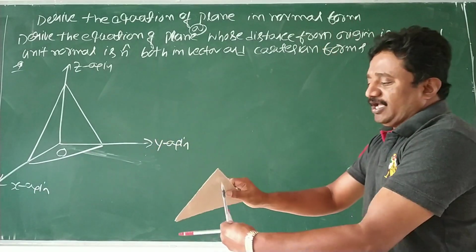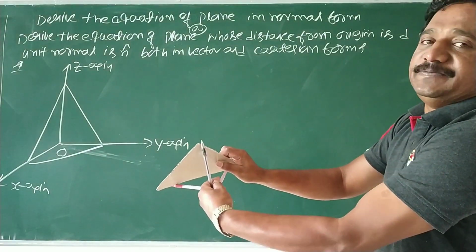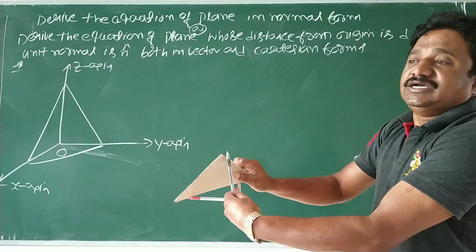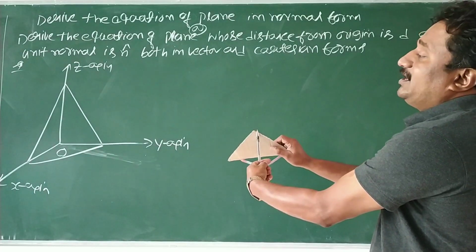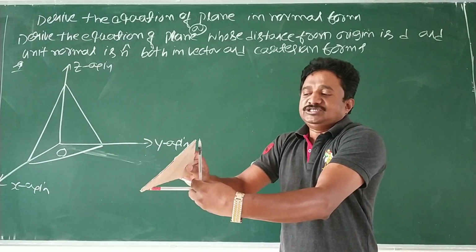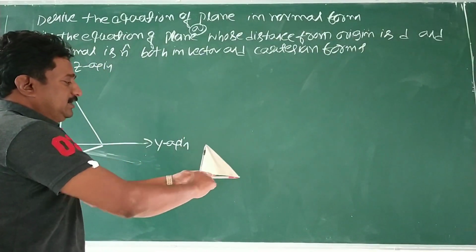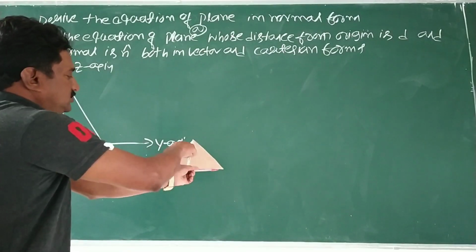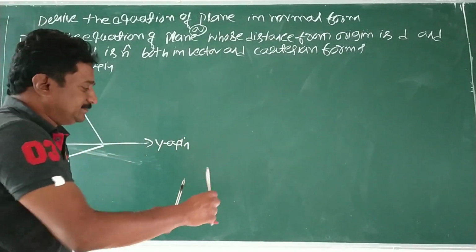So, a plane in triangular shape leaning against the x-axis, y-axis and z-axis. Look at this, can you see that? This is the figure. Look, students. X-axis, y-axis, z-axis. The plane is kept like this.